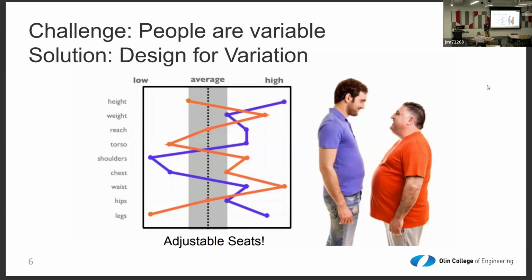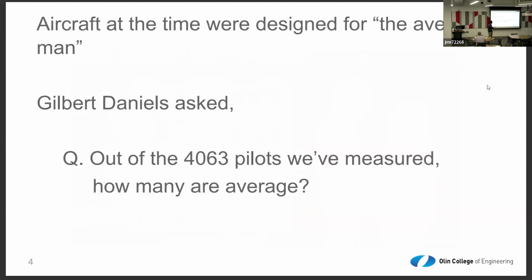Now that we understand this problem, the multivariate nature of variability, the solution's actually pretty simple. If people are different, let's just design for variation. Let's say just design adjustable seats. Question over here. Yes, that's literally what they did. They truly designed for the average man, welded the seat in place, assumed that everyone would be near average, which is why planes were falling out of the sky.